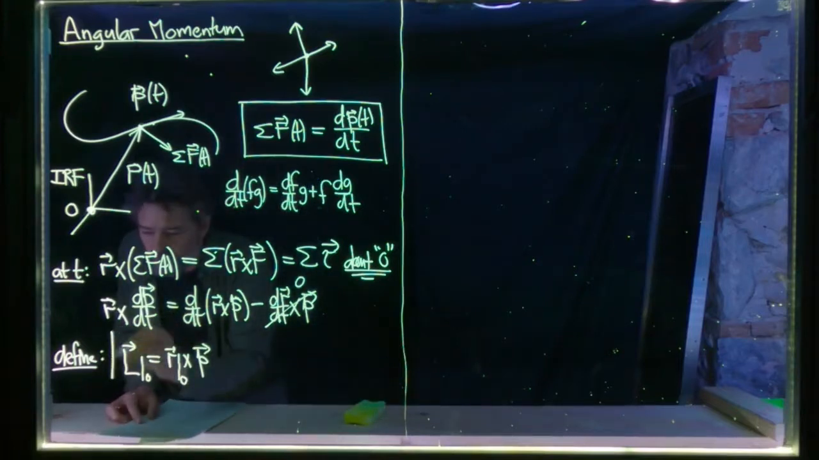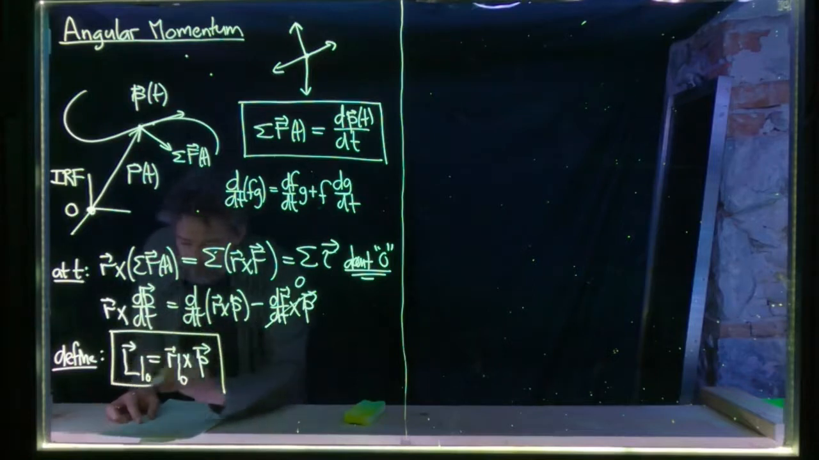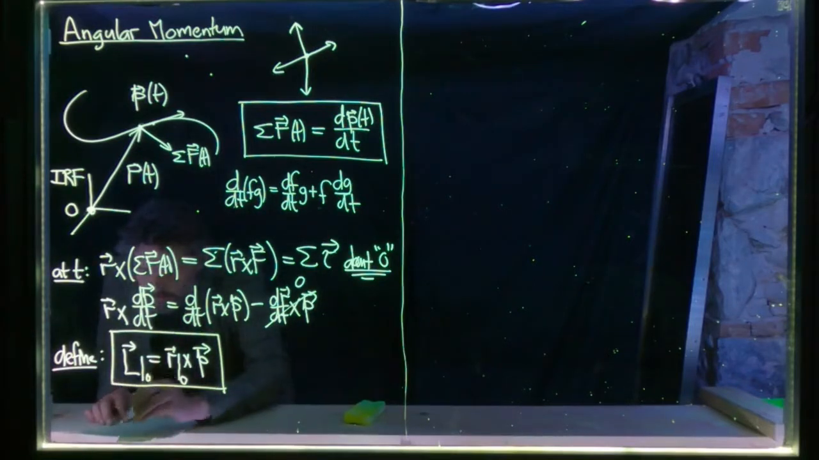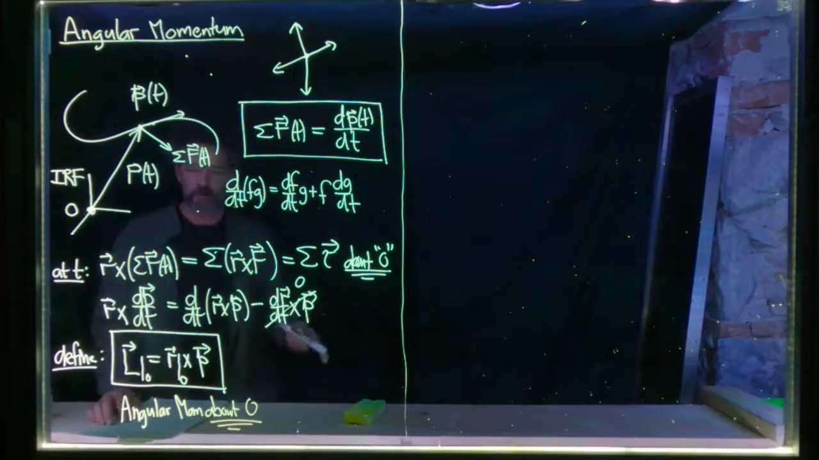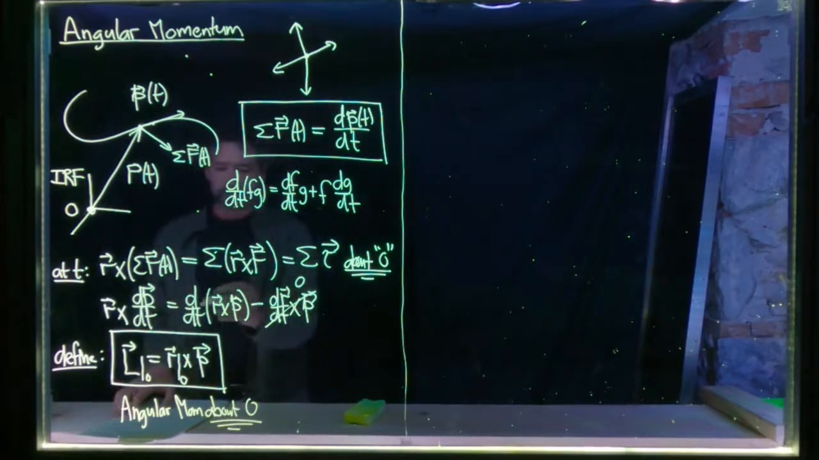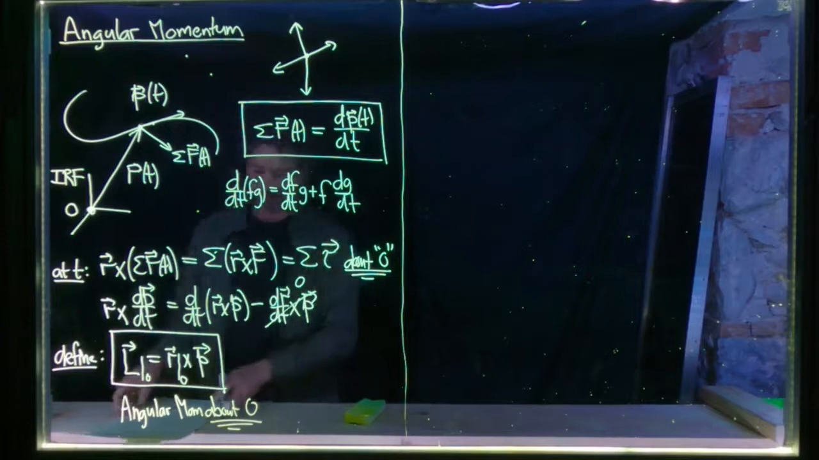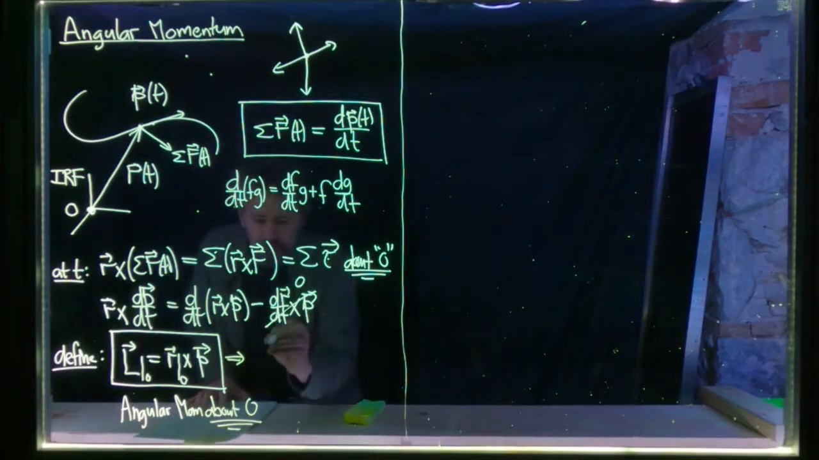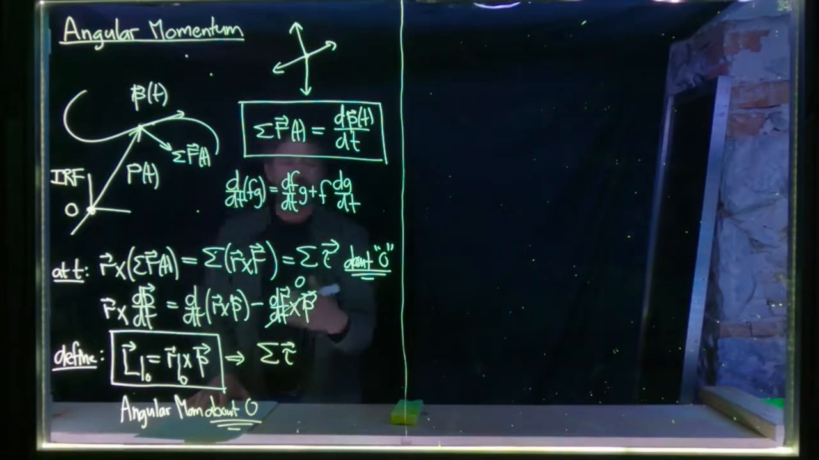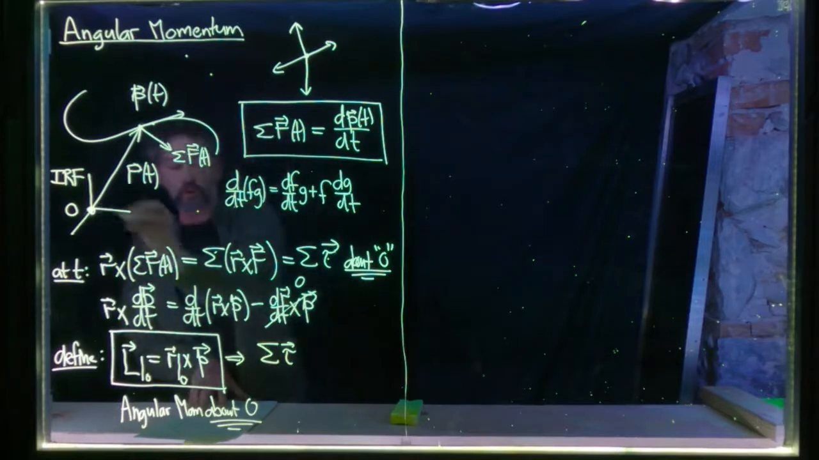So this is the angular momentum. This thing is called the angular momentum about the point O. So that's that thing over there, so the time derivative of the angular momentum. And this here is the sum of the torques about the point O. And so with this definition, we can write this equals this in this form. We can write it as the sum of the torques, again, the sum of the torques about the point O.